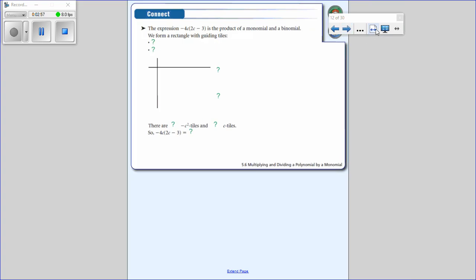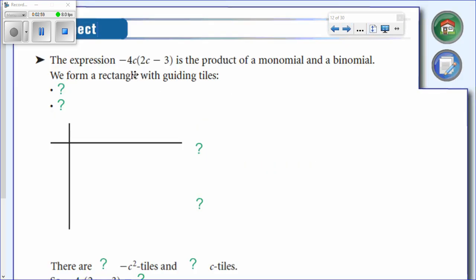Okay, let's look at this one. The expression minus 4c times 2c minus 3 is the product of a monomial, there it is, and a binomial, two terms. Remember, binomial. We form a rectangle with guiding tiles. Okay, so 4 minus c tiles along one dimension. So there's your minus 4c, minus c, minus c, minus c, minus c. And along the other one, we're going to put in our 2c minus 3.